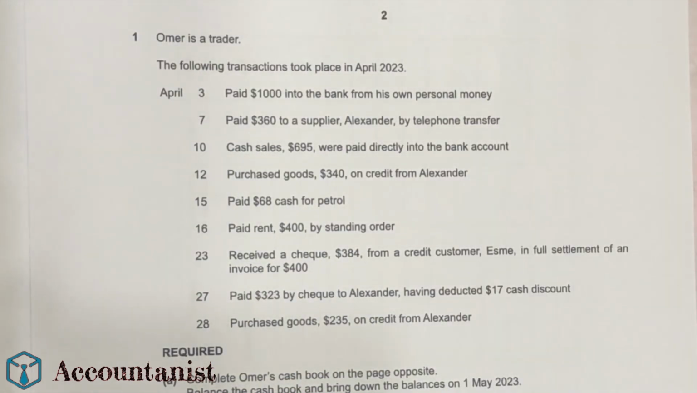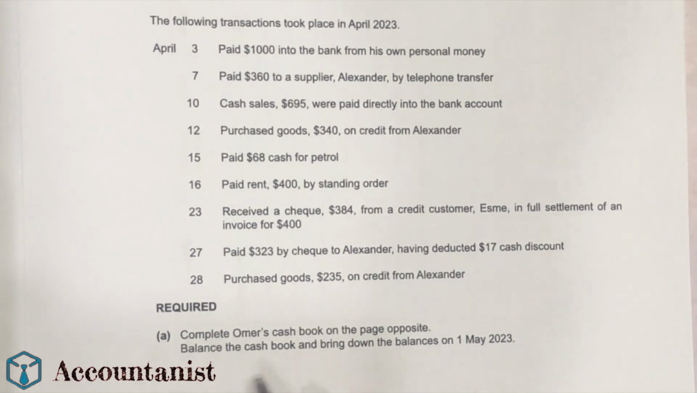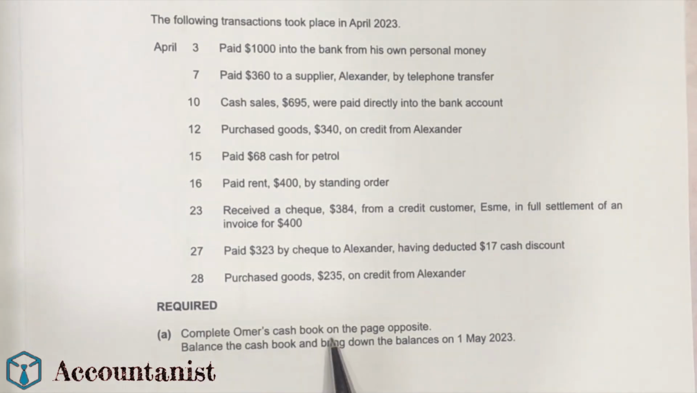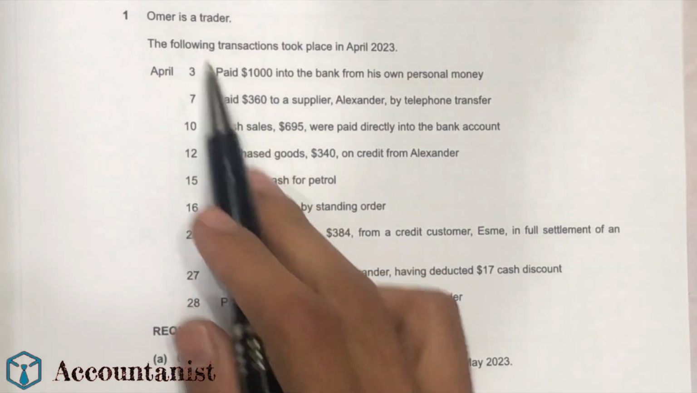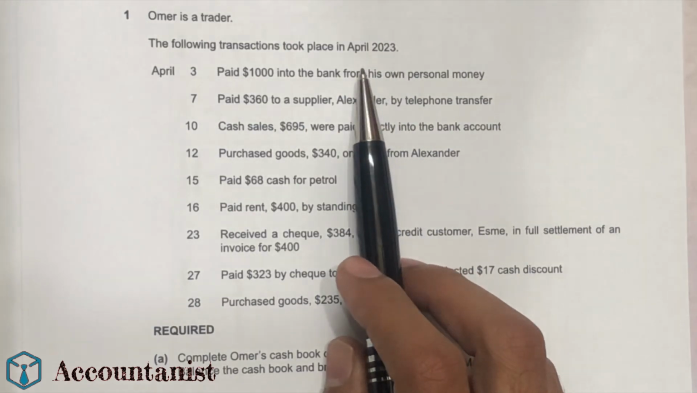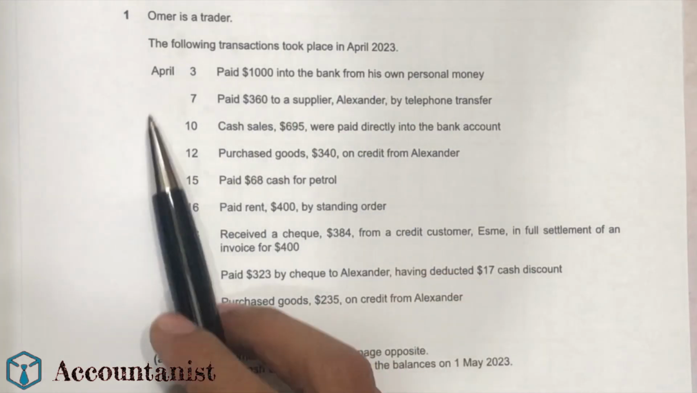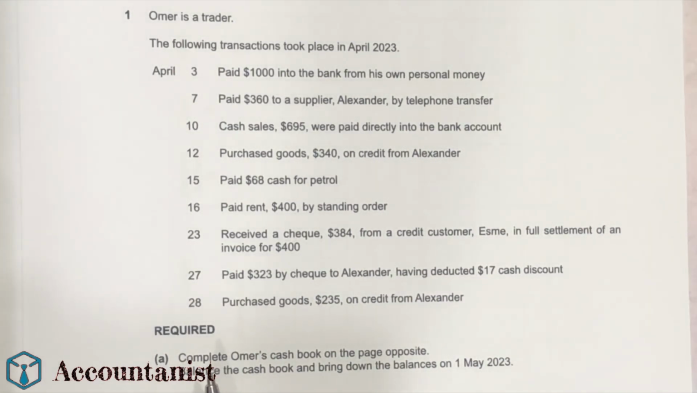So it's the first question, let me read the requirement first. It says that we have to prepare the complete cash book on the opposite page and bring down the balances on 1st May 2023. So let me read the question first. Umar is a trader. The following transactions took place in April 2023. There are some transactions that we need to record in the cash book.